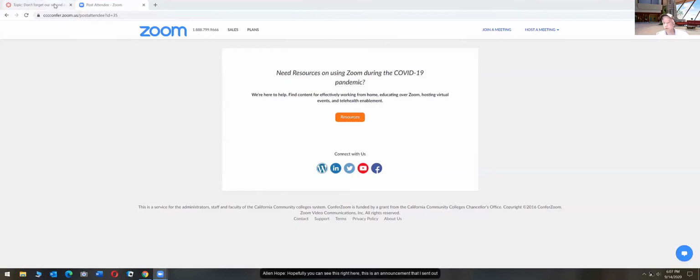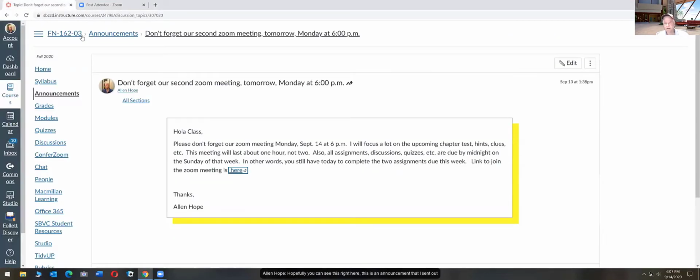Now I'm going to go to, hopefully you can see this right here. This is an announcement that I sent out. I'm one of the few people that knows how to put these little boxes around it. I think they're cool looking. Anyway, it's just something that I do. You have to use HTML programming to do that. It's not that hard, but it's a little tricky until you get used to it.